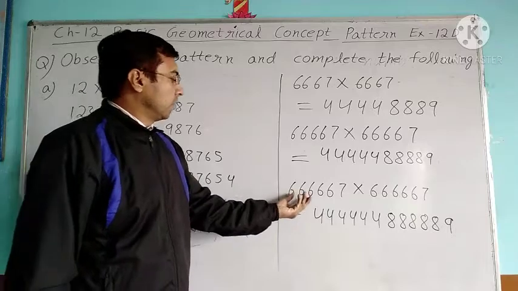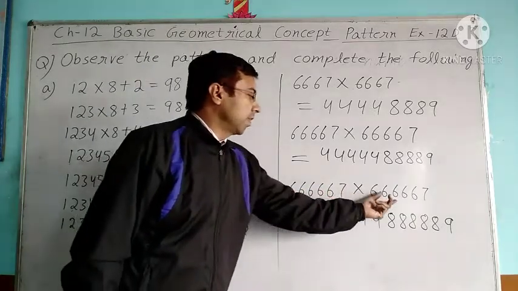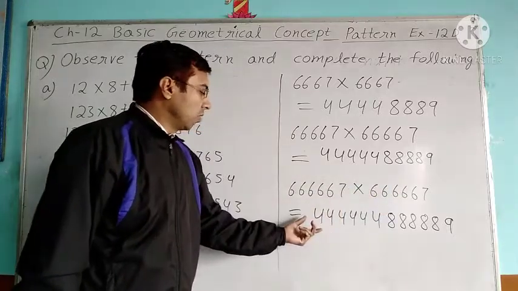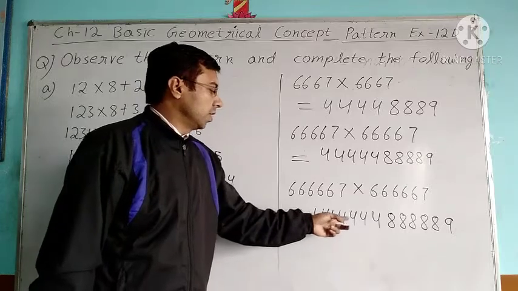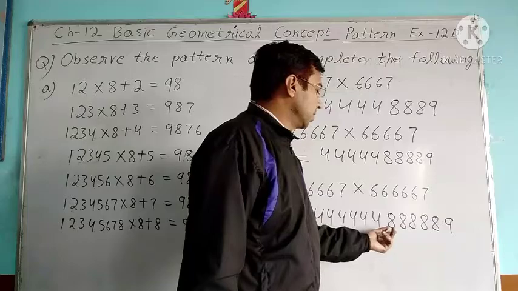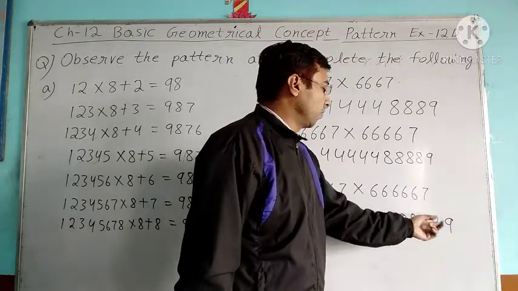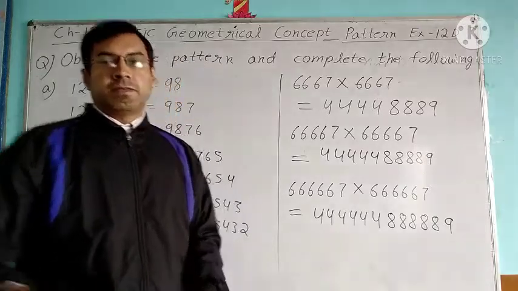Now here, see, 5 times 6, 1 times 7. So our answer is 6 times 4, 1, 2, 3, 4, 5, 6, 6 times 4 and 5 times 8, 1, 2, 3, 4, 5 times 8, 1 times 9. Very easy.